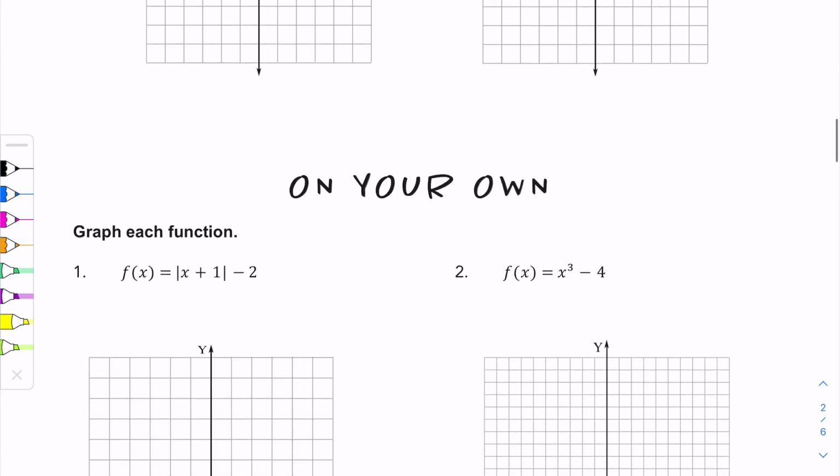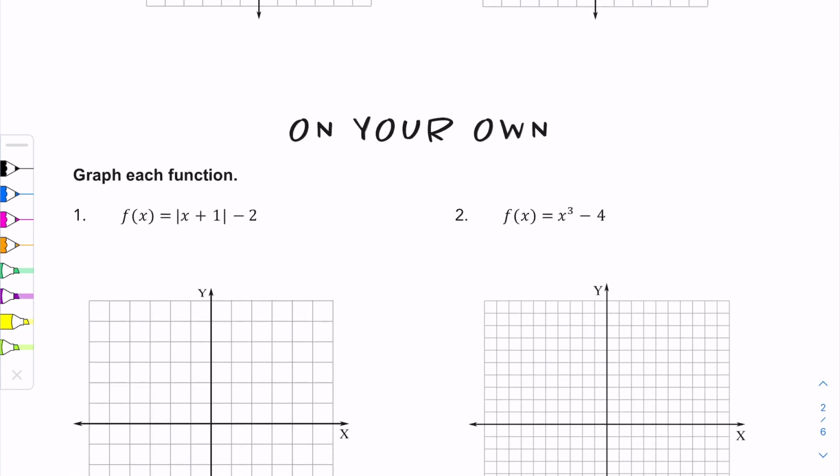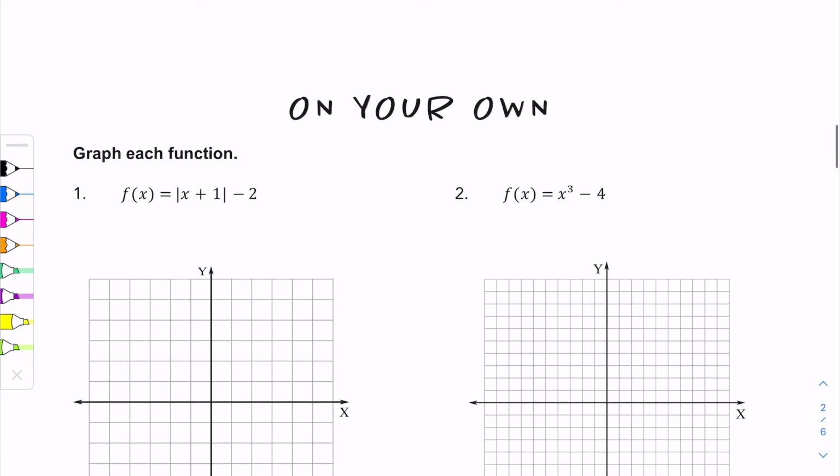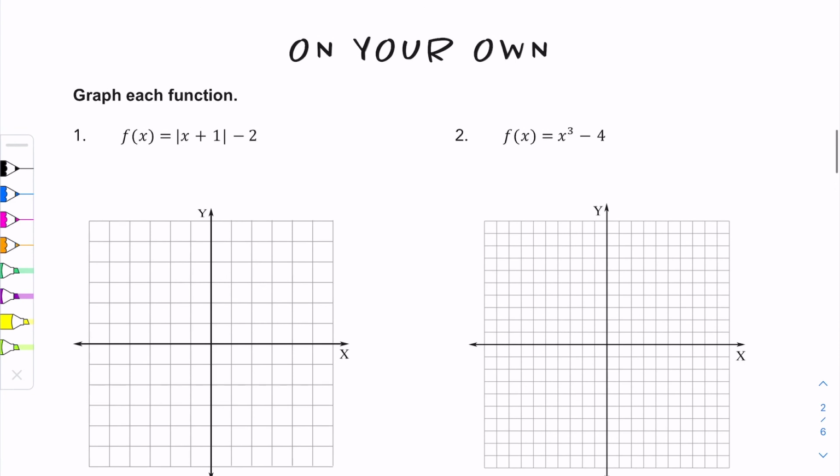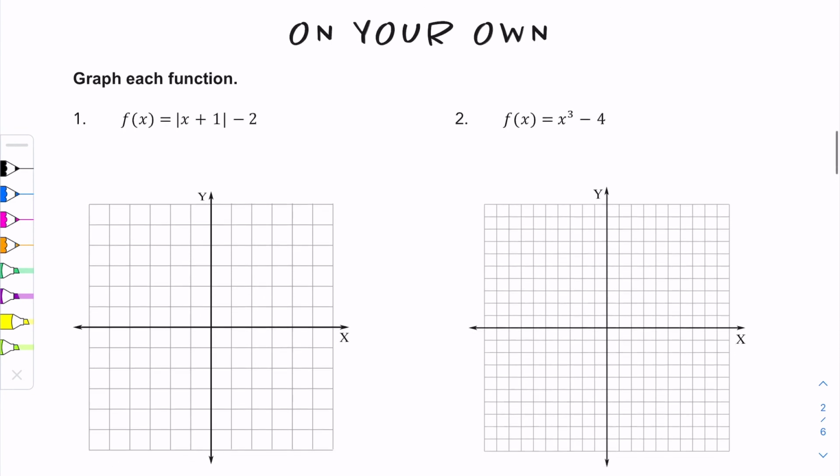Okay, the On Your Own graphs, the answer key is on my website, but I'm gonna go through these right now. I'm just gonna do them quickly. You can follow along either here or check my note sheet on my website.